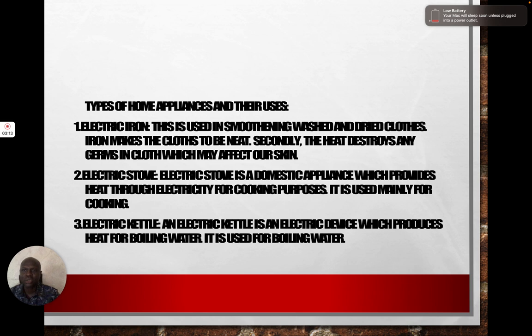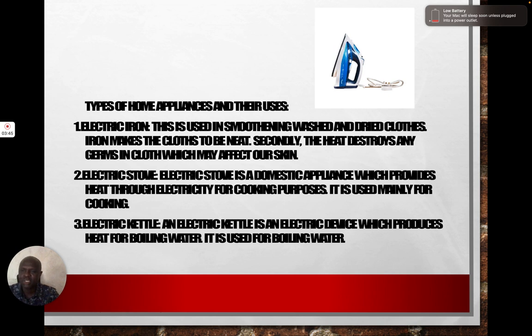And this will take us to types of home appliances and their uses. Number one, we want to see electric iron. Electric iron, this is used in smoothing washed and dry clothes. Iron makes the clothes to be neat. Secondly, the heat destroys any germs in clothes which may affect our skin.